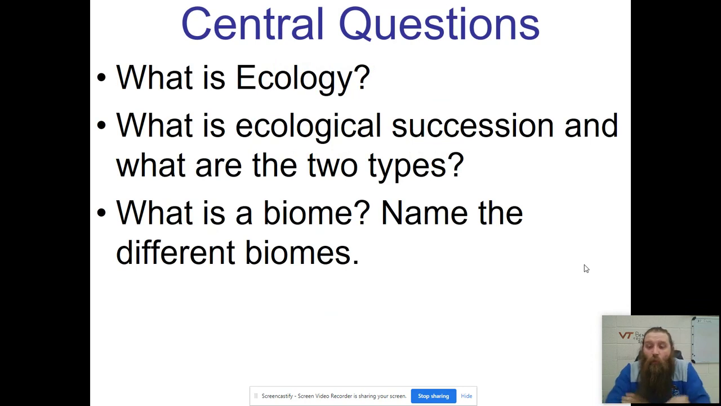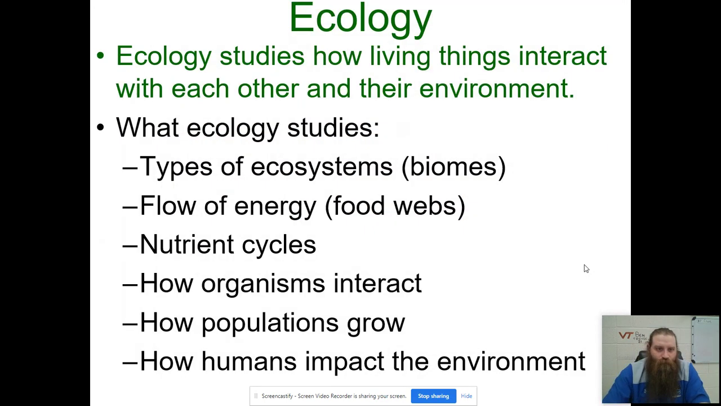So some questions we want to be able to answer. Number one, what is ecology? We want to be able to define what's called ecological succession and the two kinds of ecological succession. And we want to talk a little bit about biomes. Now, hopefully some of this stuff is review from life science in middle school and things that you already know. So I don't think it'll be too tremendously difficult.